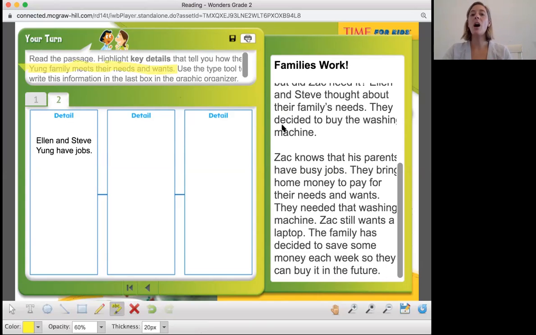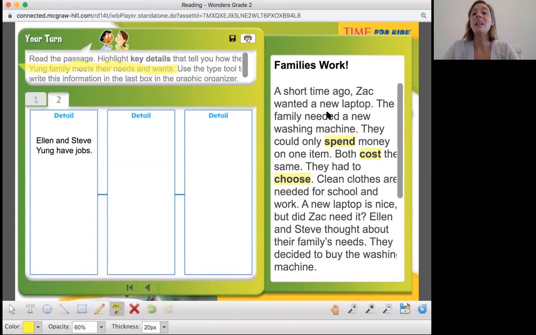All right, so it talked about their needs and their wants. So first, what was their need? They needed a new washing machine. And what was a want? Zach wanted a new laptop, okay? But that's not telling us how they meet their needs and wants. It doesn't tell us how they are doing that, okay? How they're putting it down to plan and getting it done.